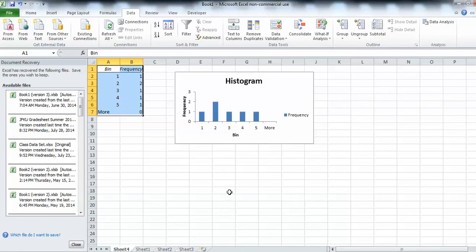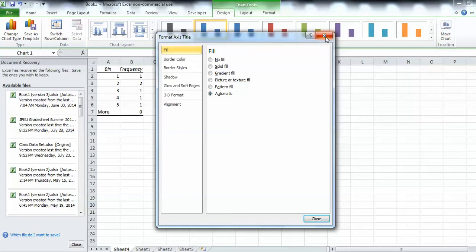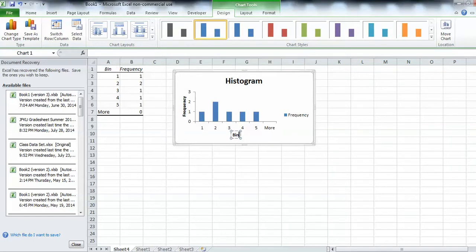So what can I do now? You can actually click on here where it says bin, erase this, and type in the name of your variable, like number of siblings, and it'll be in there.